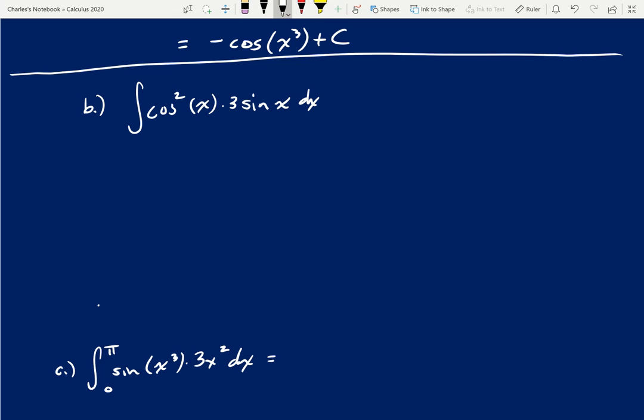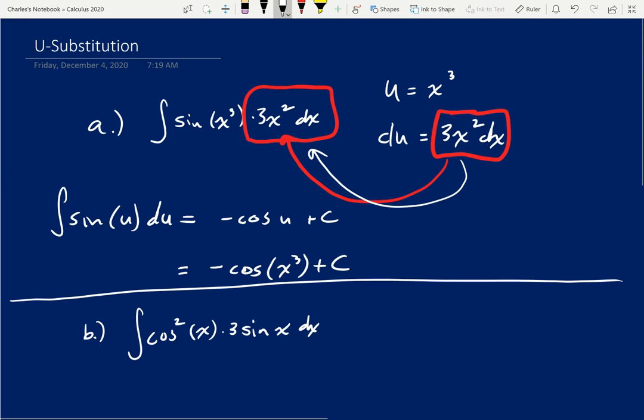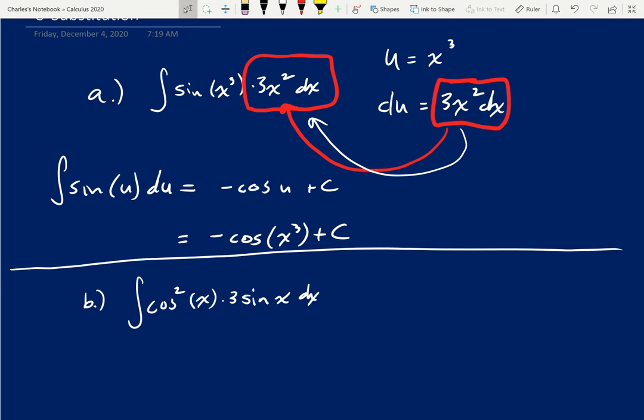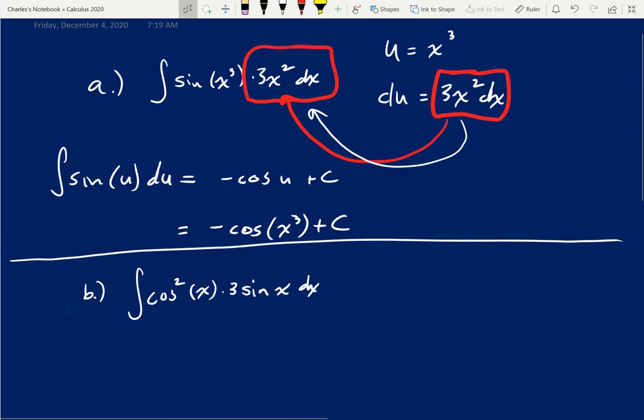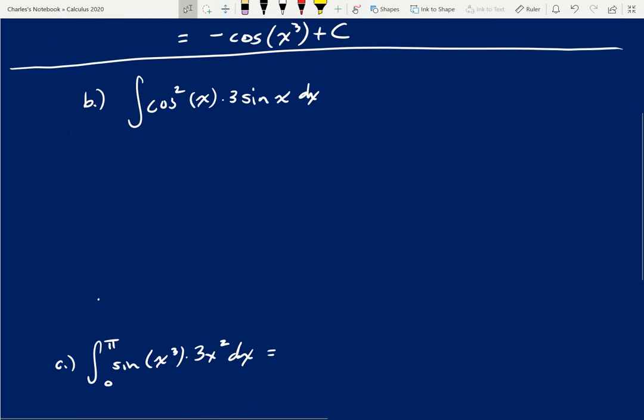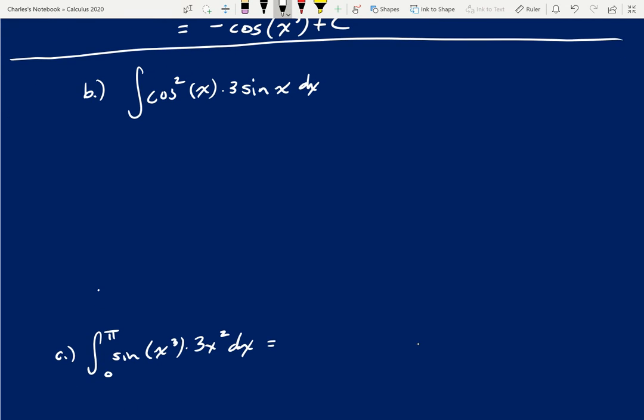Sometimes there's a little bit more algebra involved. So example B is an example like that. If you look at example B, you might think, what is the substitution that I want to make? And you might say, well, last time I substituted x cubed, so in this case, I'm going to substitute x squared. But x squared wouldn't actually eliminate any of the other parts of the problem. In this case, the x squared is on the outside of the function, whereas in the last case, the x cubed was on the inside of the sine function. What's inside the x squared function in this case is cosine of x. So I want to make that substitution.